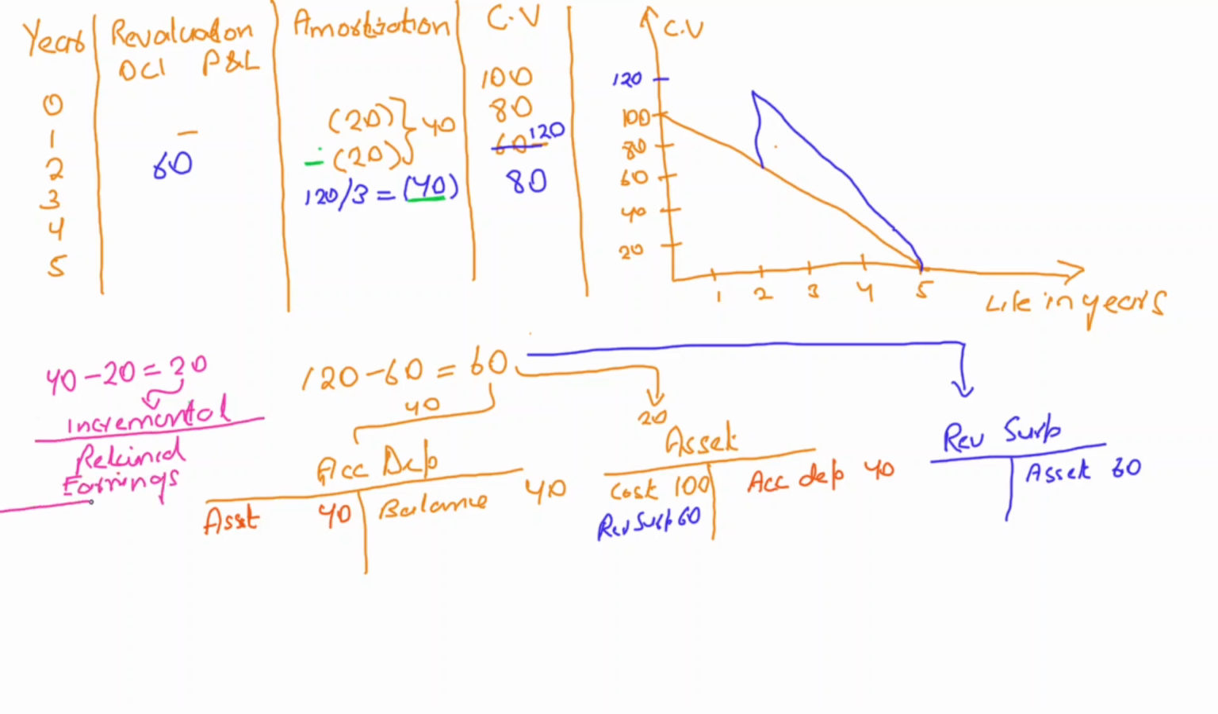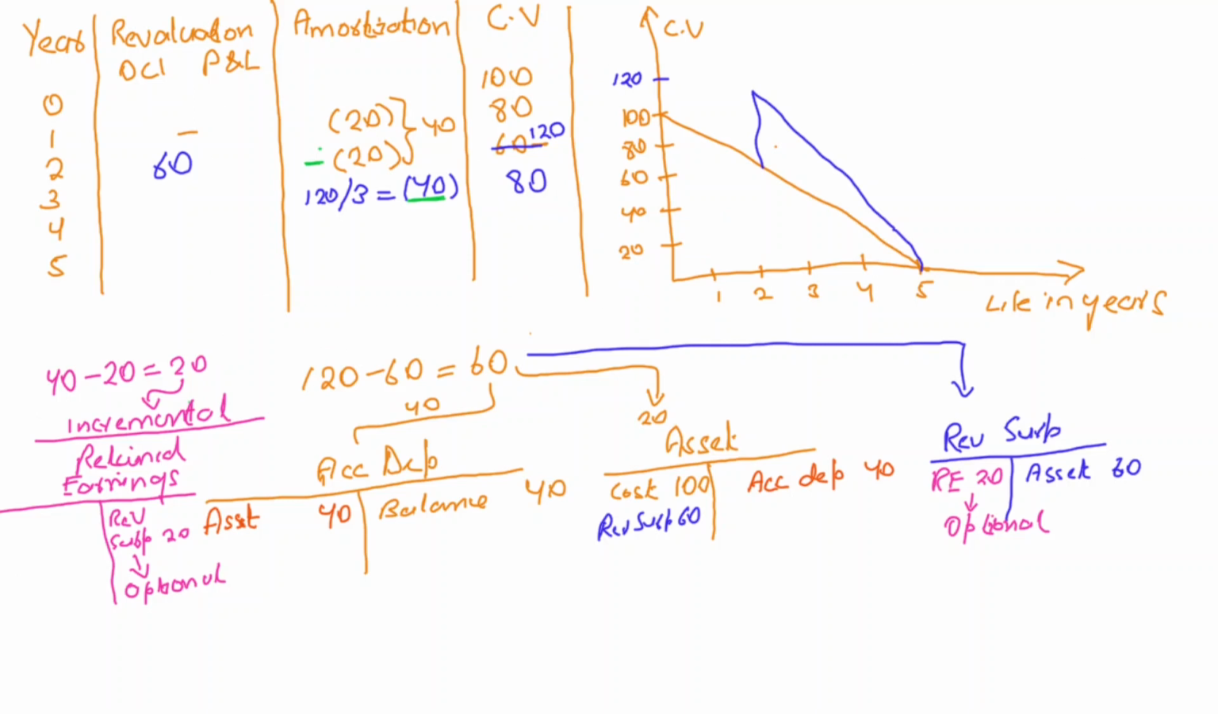So the standard says that we can actually transfer this amount from revaluation surplus to retained earnings to reverse the effect. But this is optional and it's not compulsory. If an entity has a policy to reverse this effect, then this entry would be made: the revaluation surplus would be debited, and the retained earnings would be credited. But if that is not the policy of a company, then the entity would not need to make this entry.